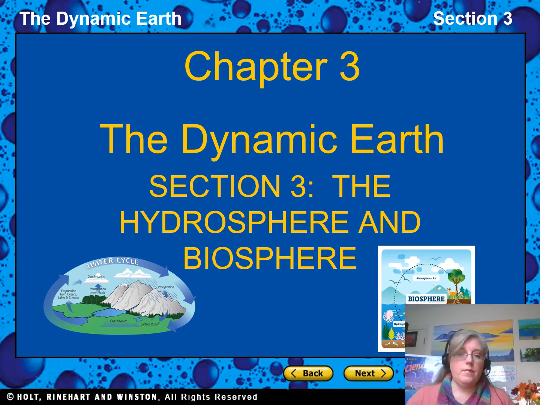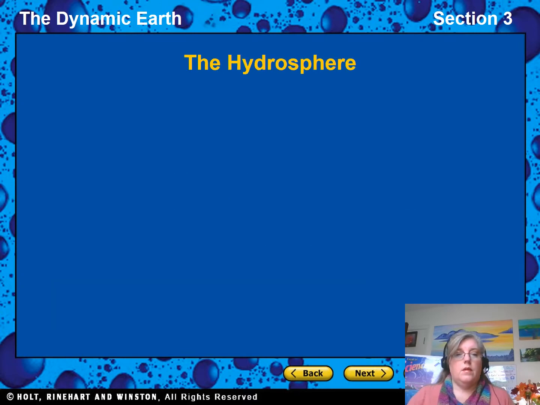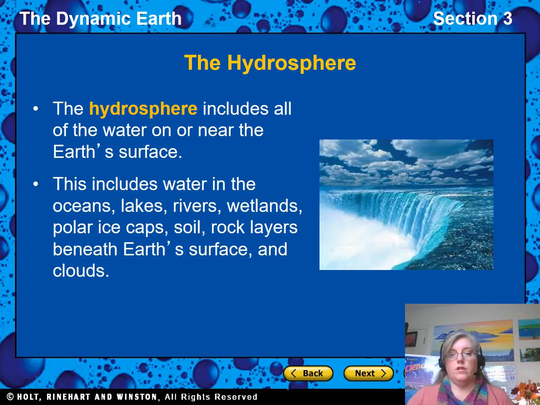All right. So let's see what we have. The word hydro means water, so it is all of the water at or near the Earth's surface, meaning on the surface or floating in the atmosphere like clouds and such, or buried deep in the ground. Any water at or near the surface. Oceans, lakes, rivers, wetlands, polar ice caps, stuck in the soil, rock layers beneath the surface, up in the clouds, all of those things together, that's all the hydrosphere. No matter where you find it on Earth, if it's water, it's hydrosphere.